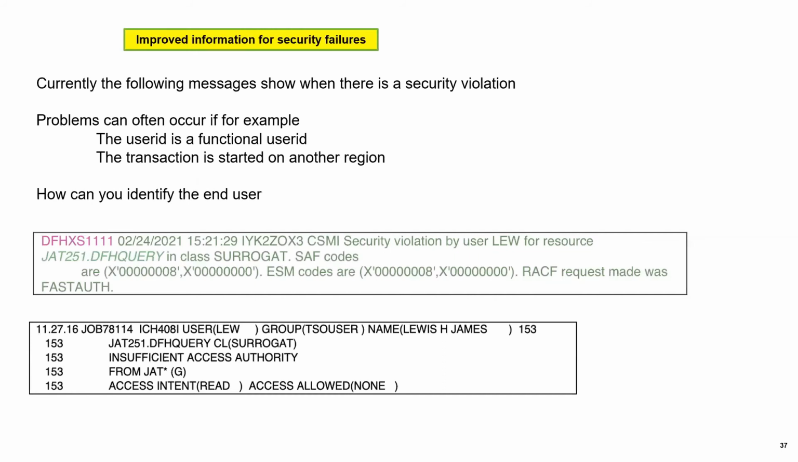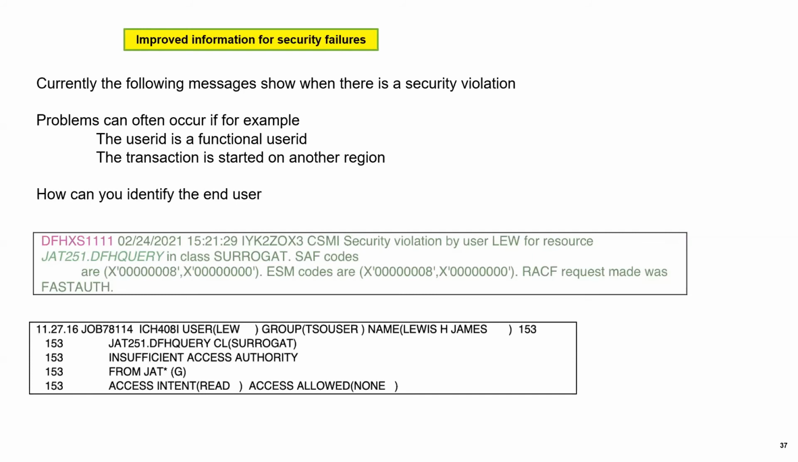Now, messages that you will probably all be familiar with are the security messages where you've got an authorization failure. These are the XS 1111 messages and also the associated ICH 408I from RACF, or whatever is the equivalent for Broadcom customers. These were designed in the days of 3270 screens and single systems or small numbers of systems, and were at that stage very easy to diagnose.